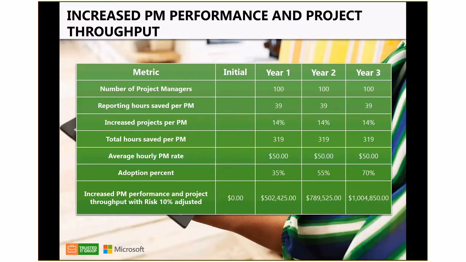Adoption percentage. Again, the adoption percentage can be varied by organization. We'll talk about some of the things that can be done for that. I'm just going to touch upon that. But basically, initially, you're not going to see anything, right? You're going to be spending money. You're not going to see anything. That's why this is all about the return on investment.